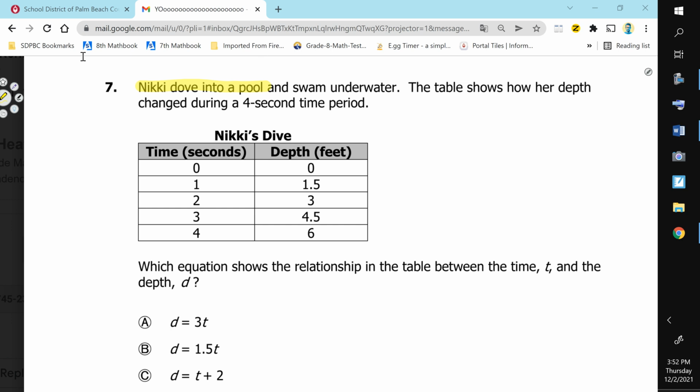Nikki dove into a pool and swam underwater. The table shows how her depth changed during a 4-second time period. This is the table. This is her time in seconds. This is her depth in feet. Which equation shows the relationship in the table between the time T and the depth D?